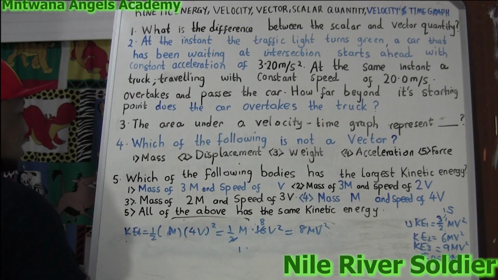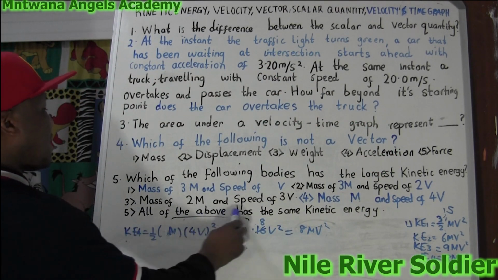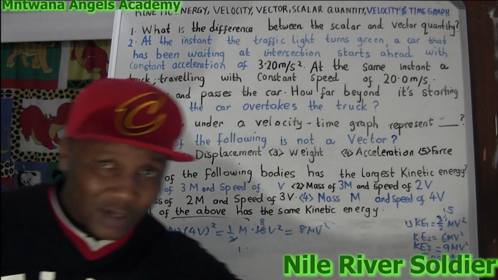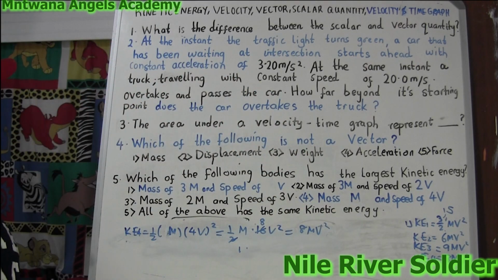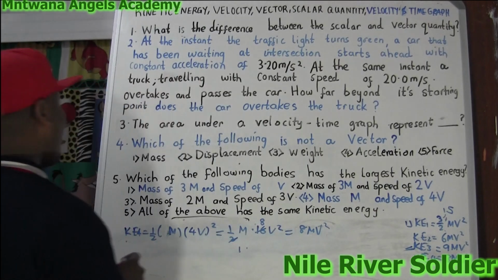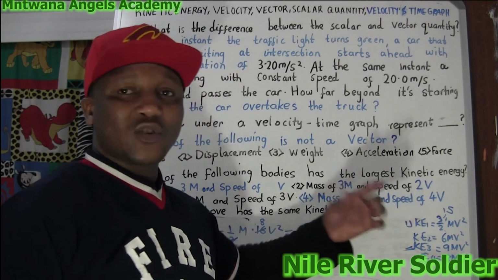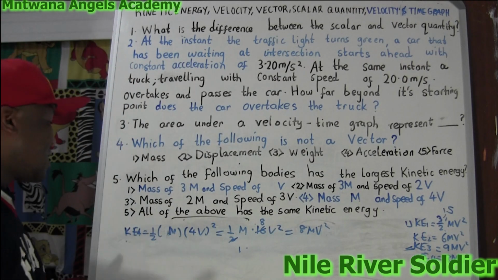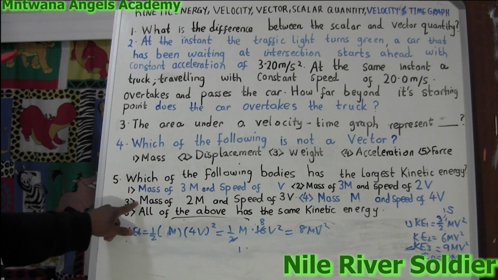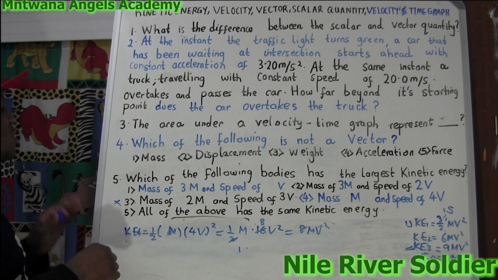Now we want to go for the last one. So let's say all the above have the same kinetic energy. No, it's not true. So we know number 3 is true. Option 3 has the largest kinetic energy, and the smallest kinetic energy is option 1. It depends on the question I was going to ask you, but for this case, option 3 is true. So this is my answer here, and we're done with this question.